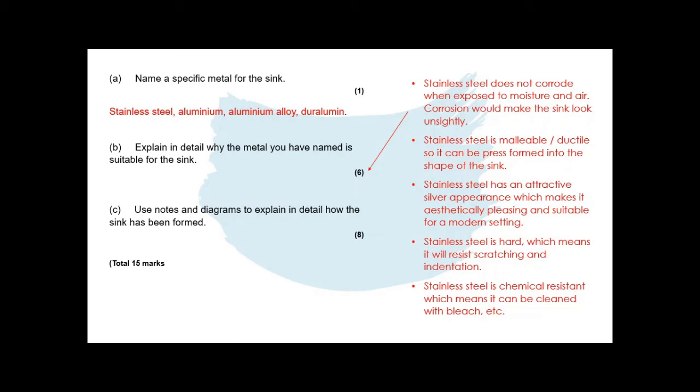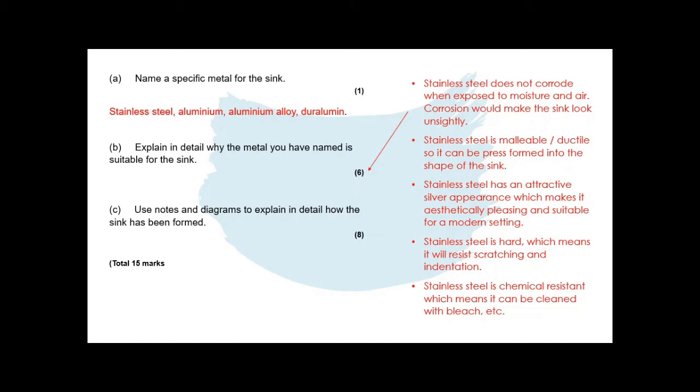So things like it doesn't corrode when it's exposed to moisture or air, so it doesn't look untidy. It's malleable, so it's easy to form. It's ductile, so we can press it into shape quite easily. It looks nice. It's hard, which means it's scratch resistant.